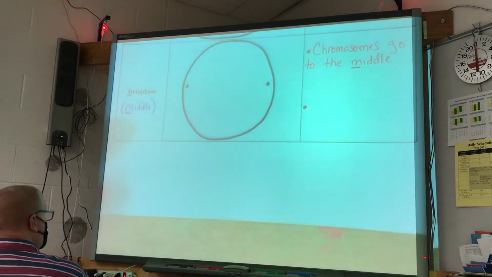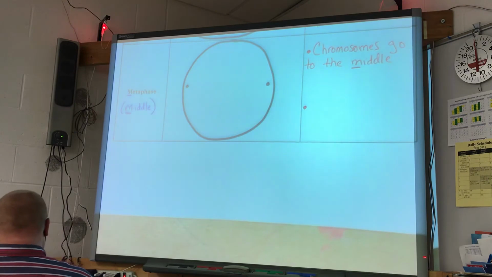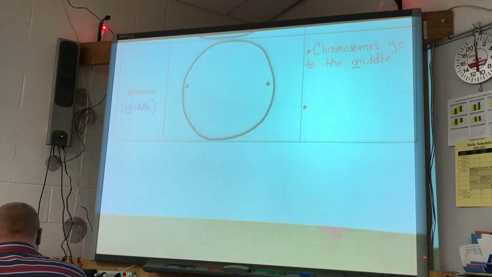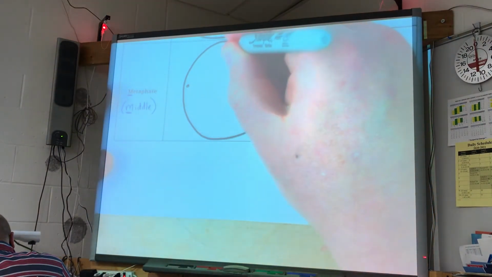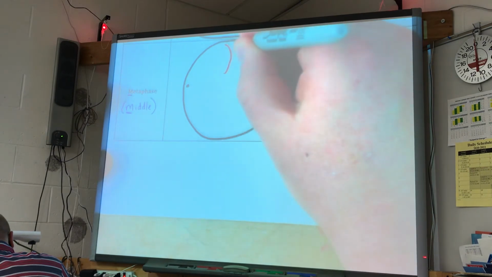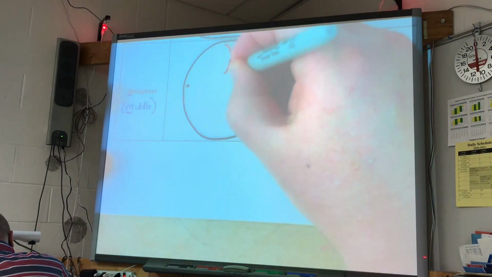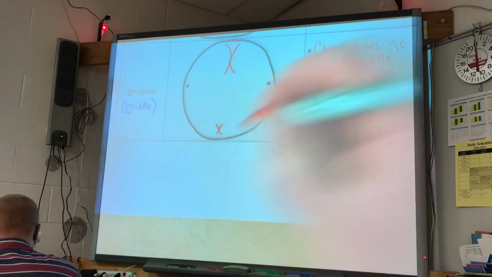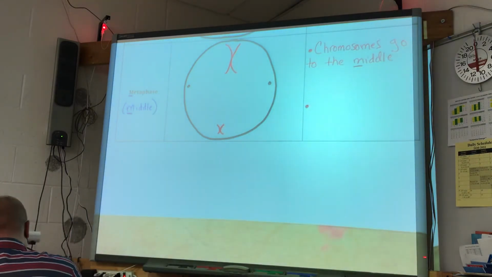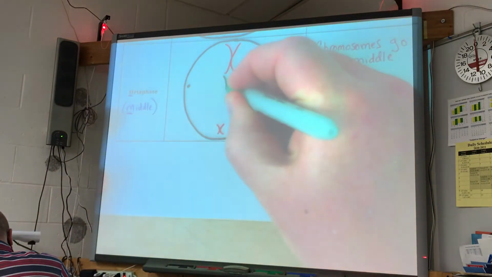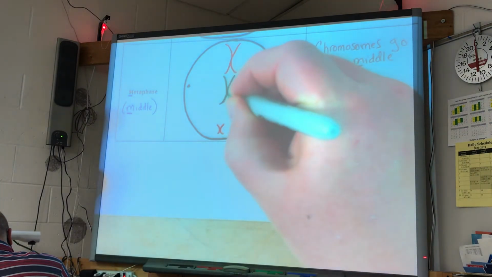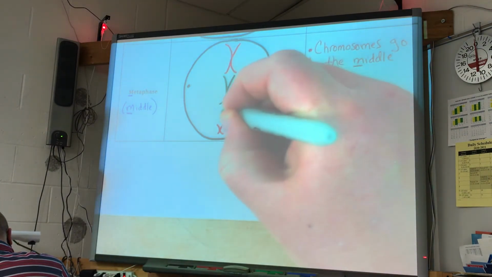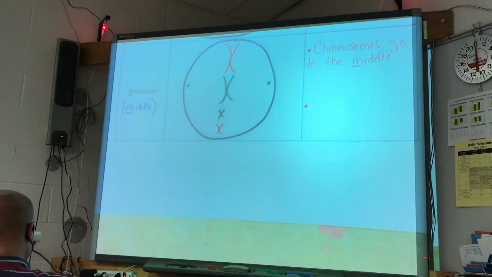So I'm going to draw my chromosomes now across the equator of the cell, if you will. So I've got big red, and my little red. Do they have to be on opposite sides? No, just however you do it, we're going to continue that same pattern. So I went red, green, green, red.